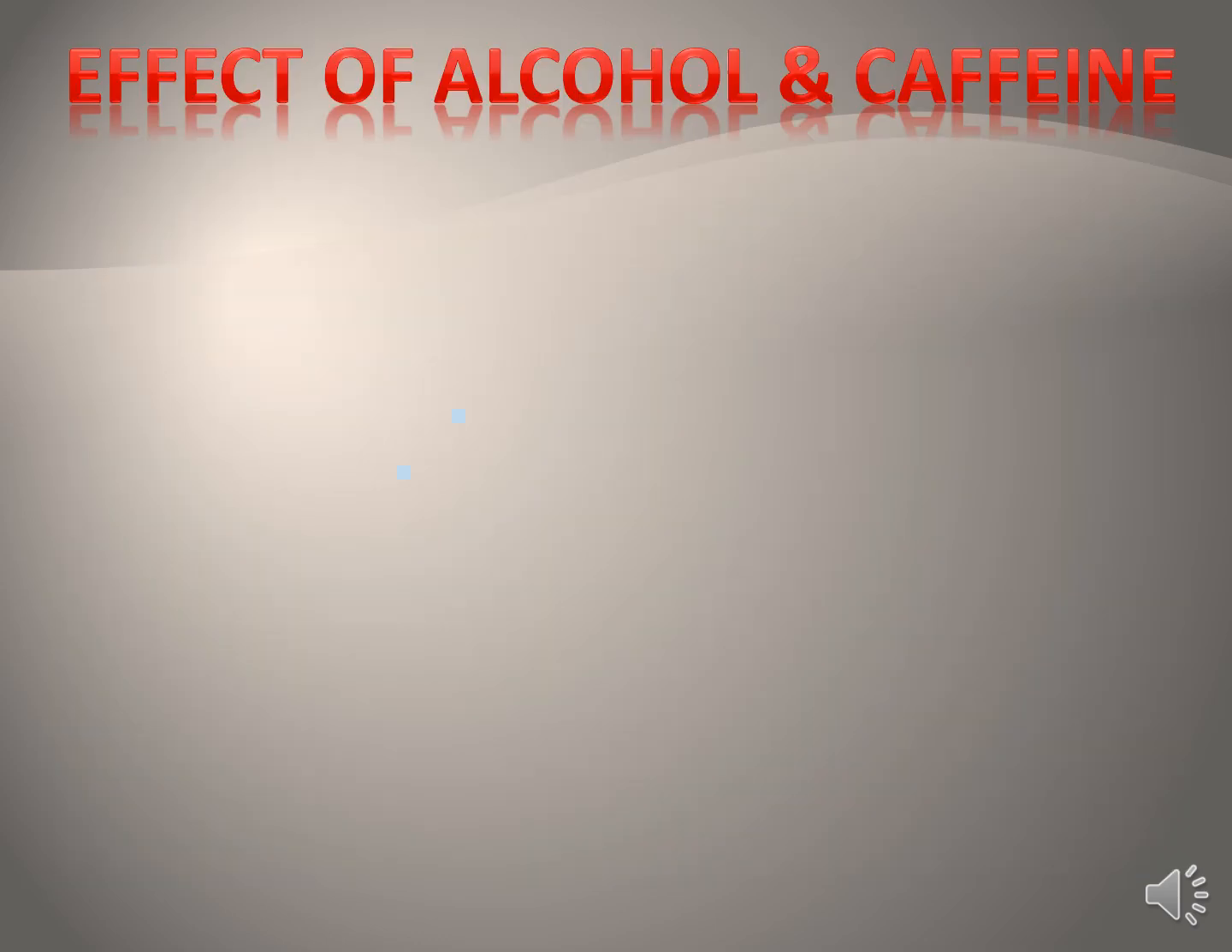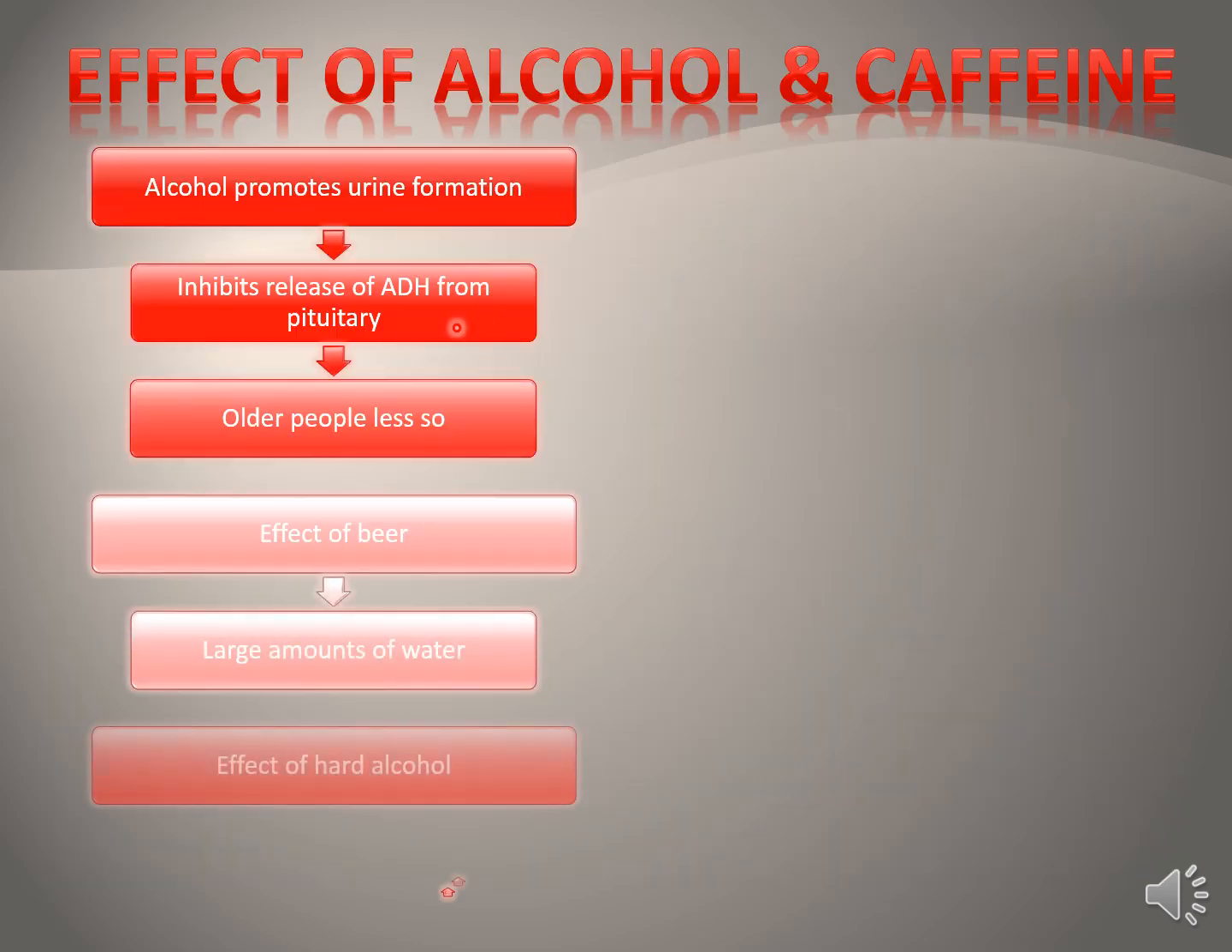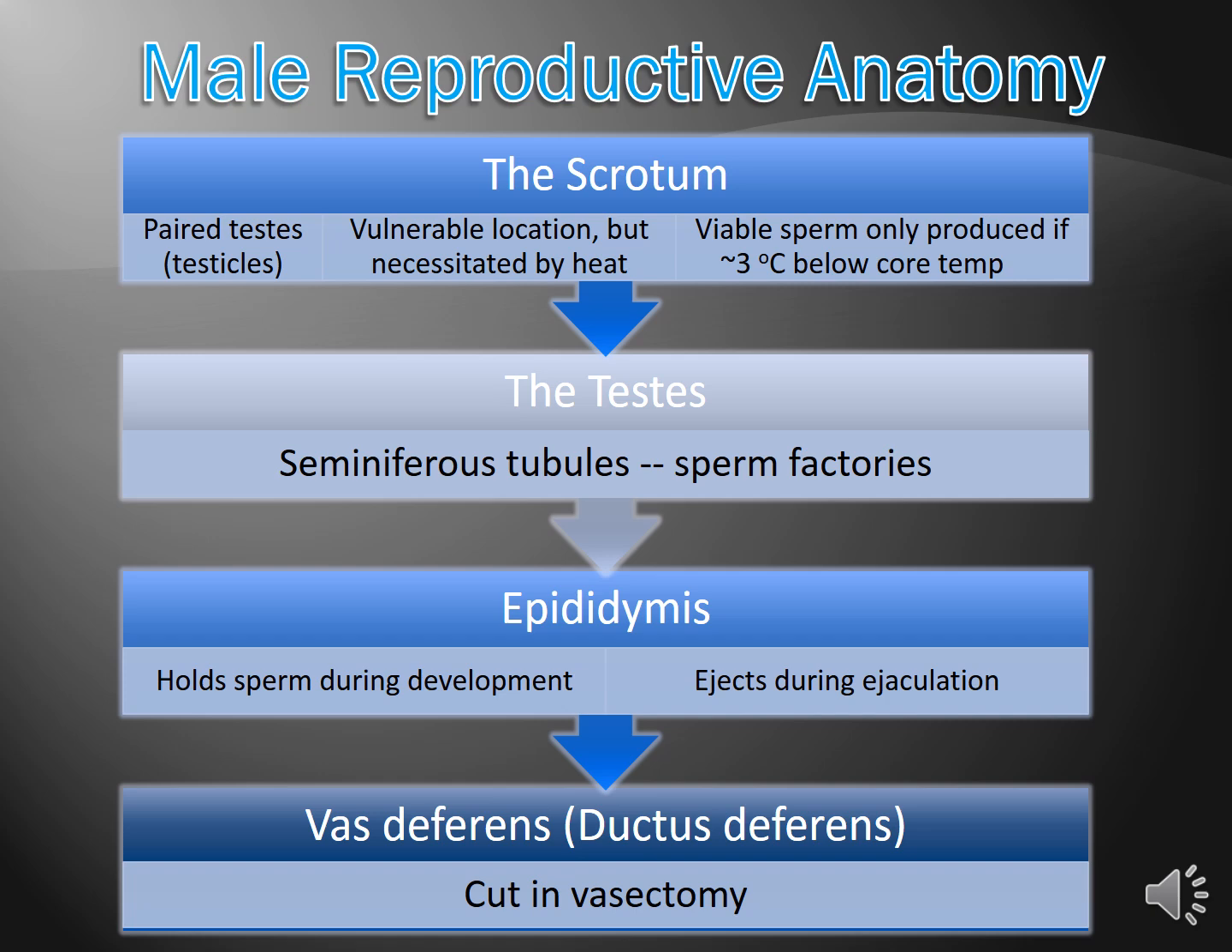Ta-da! Okay, the effect of alcohol is to promote urine formation because it interferes with ADH, so you don't get as much ADH. The effect of caffeine as a diuretic is similar, but no one understands why, and neither do I. All right, on to the reproductive system.